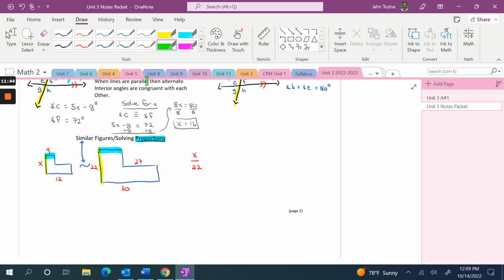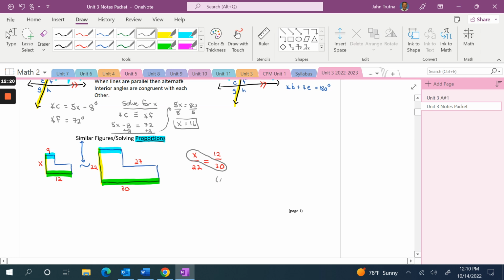Now, in the small shape, the bottom is 12, and in the big shape, the bottom is 30. So those two sides correspond with each other. That creates the ratio 12 over 30. The idea is that when shapes are similar, their ratios are equal. This equation, x over 22 is equal to 12 over 30, is what is known as a proportion. The way that you solve proportions is you use the strategy of cross multiplying.